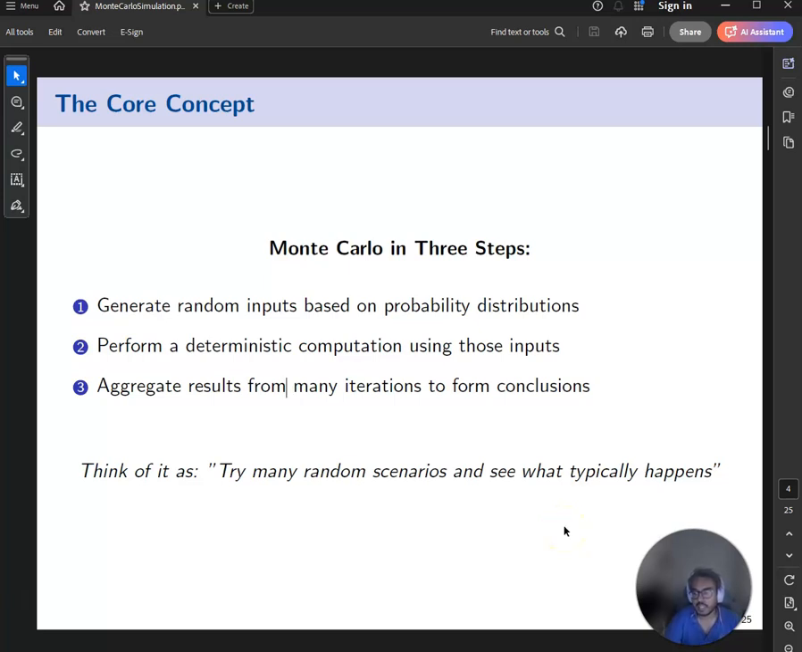In other words, what we're basically doing is trying out many random scenarios and seeing what is the typical outcome across all of those scenarios. So that is what Monte Carlo is in a nutshell.